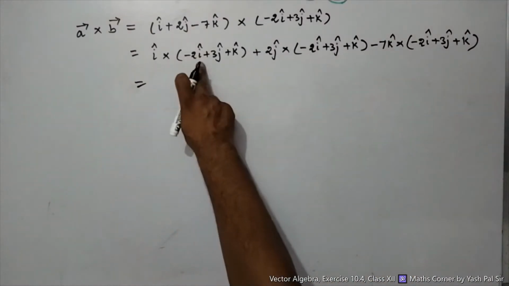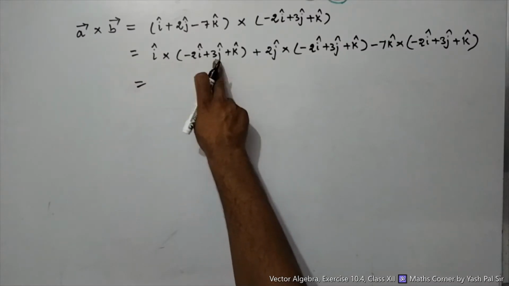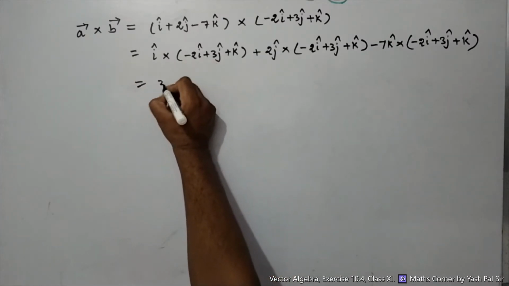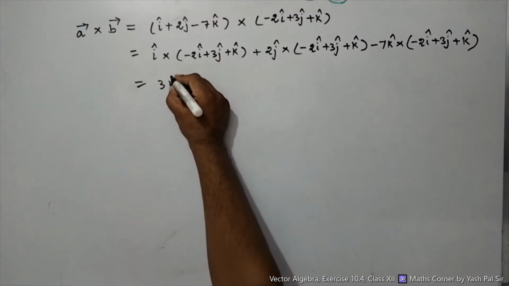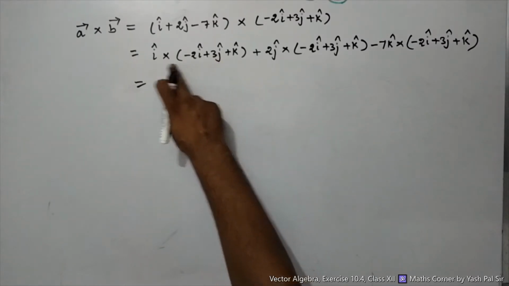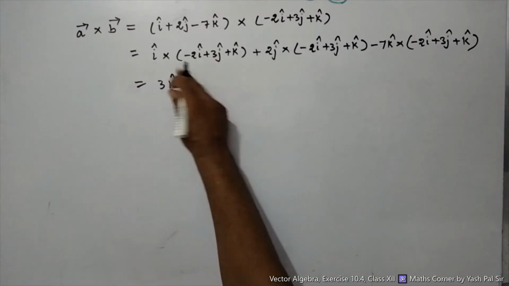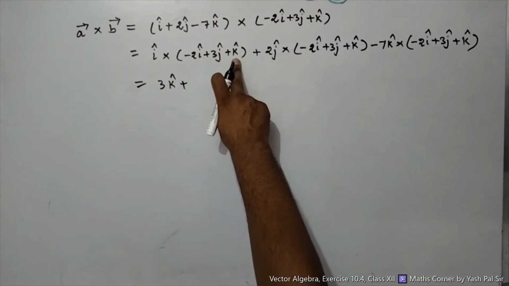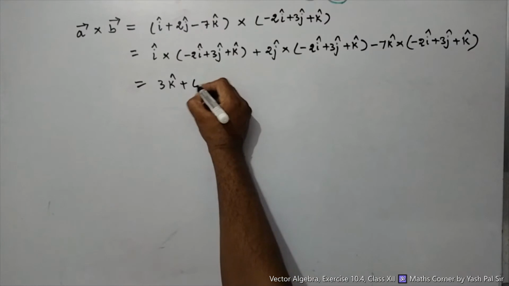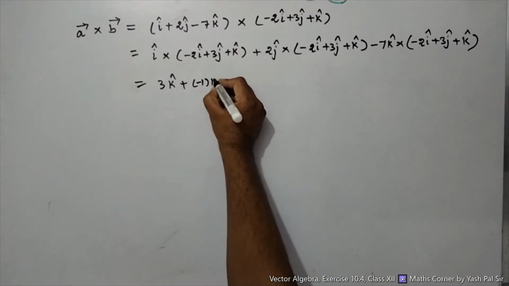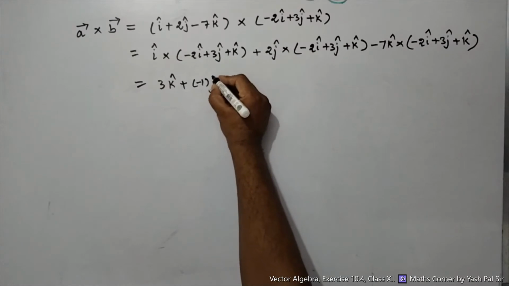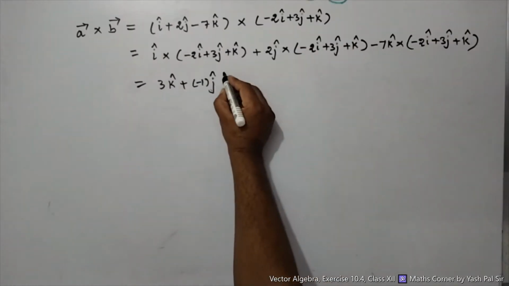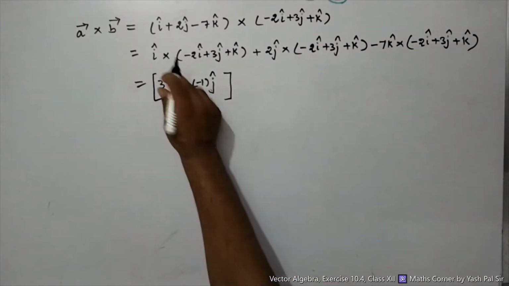I cross I is equal to 0. Next is 3. I cross j becomes k, unit vector k. Next is plus I cross k, which is negative, minus 1. I cross k is j. Right? So this was the first bracket.